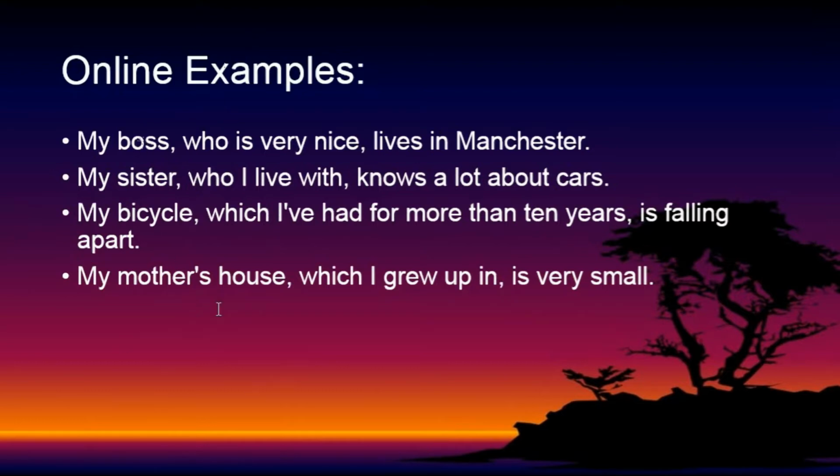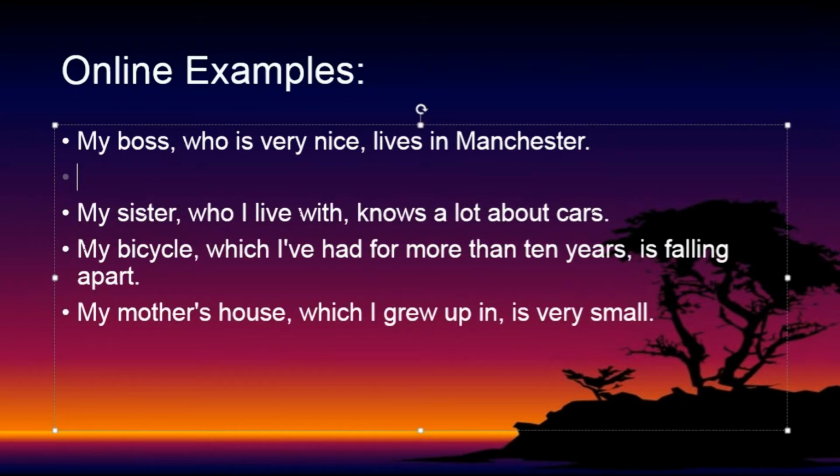In this slide, I'll be talking about non-identifying relative clauses, in which you have commas, okay? You have commas, so it's extra information. My boss, who is very nice, lives in Manchester, right? So I'll solve the first ones for you here, and I'll go back to the sentences it came from. My boss, right, lives in Manchester. So this is my real sentence, right?